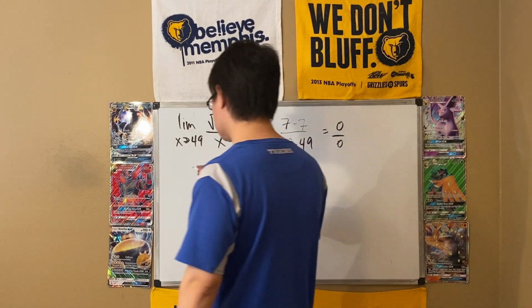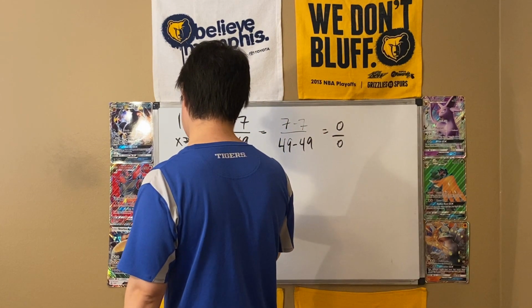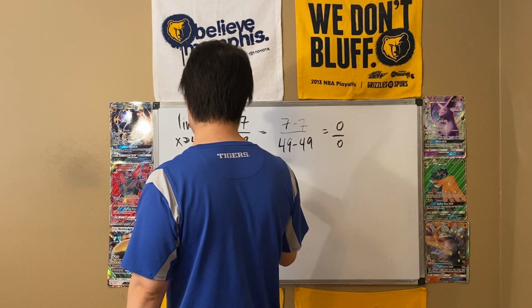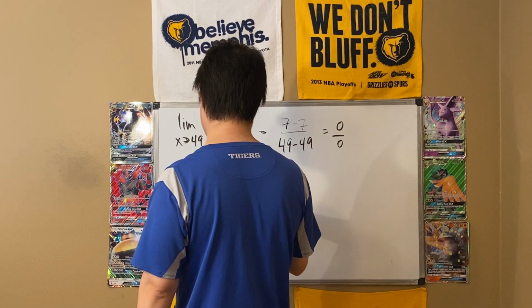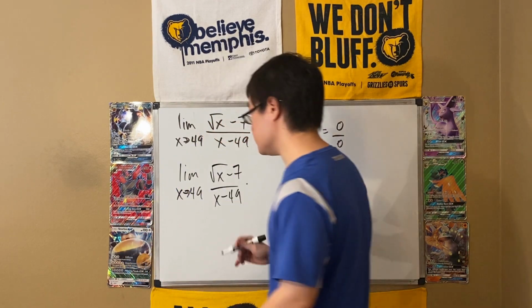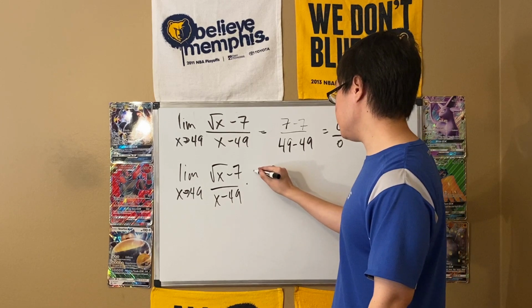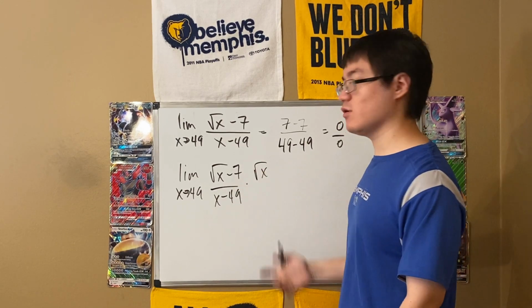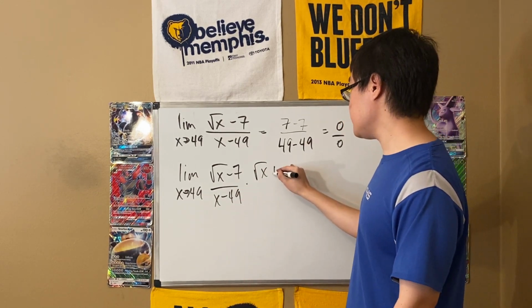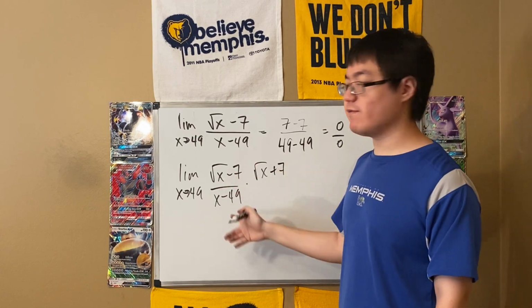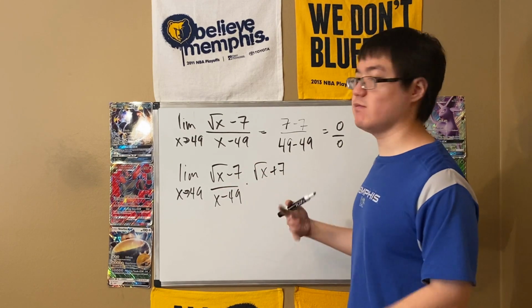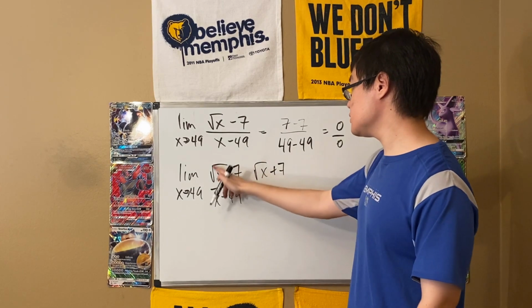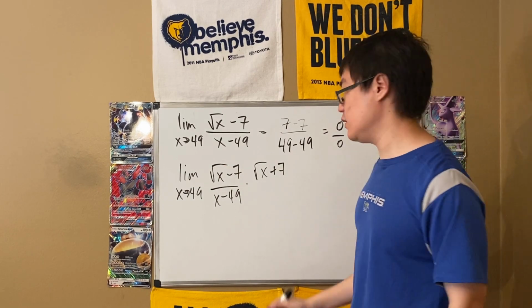So in this case, we're going to take the limit, and we're going to write square root of x minus 7 over x minus 49. And we're going to multiply by the conjugate. And what is the conjugate? Basically, it'll be the square root of x, and if it's minus 7, you're going to multiply by square root of x plus 7. And if it was square root of x plus 7, you're going to multiply by square root of x minus 7. So the conjugate is this term and this term where you switch the negative and the positive.